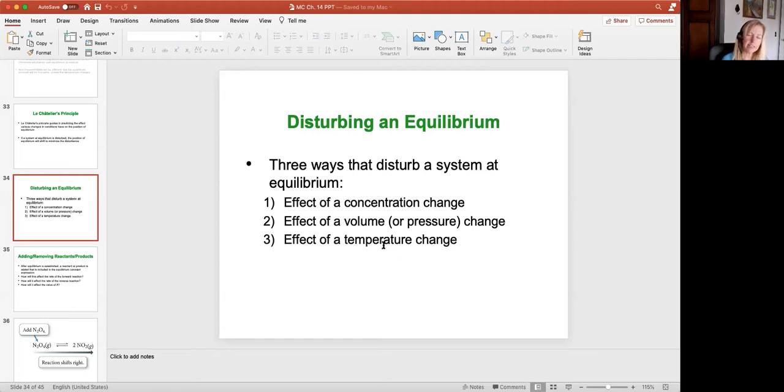And if I heat something up, that is also going to shift the equilibrium, but that's going to depend upon whether I have an endothermic reaction or an exothermic reaction. So in order to know how temperature is going to affect equilibrium, I need to know something else about that chemical equation. Is it an endothermic reaction or an exothermic reaction? The easiest one to think about is concentration. What happens when you change concentration?